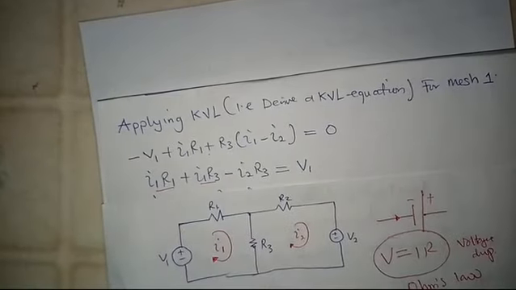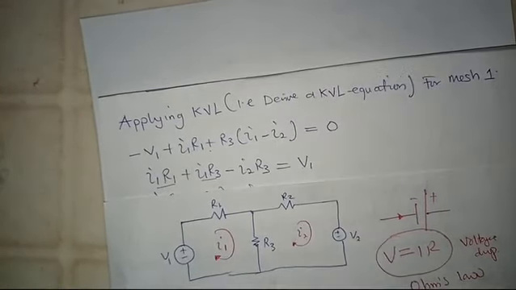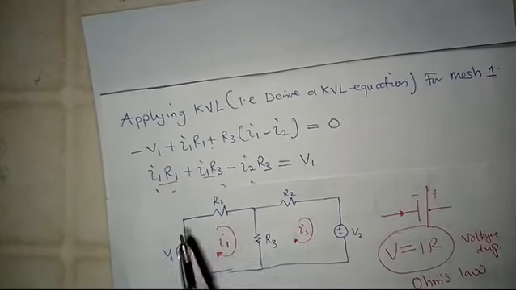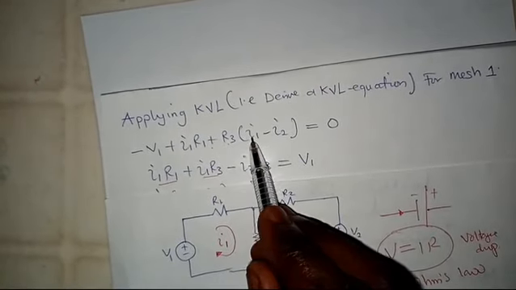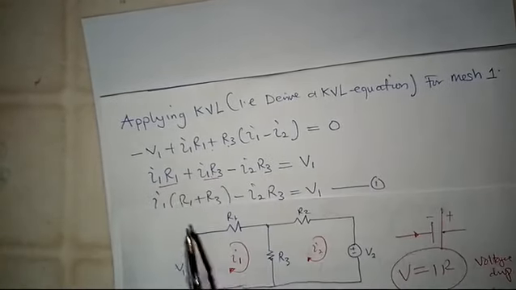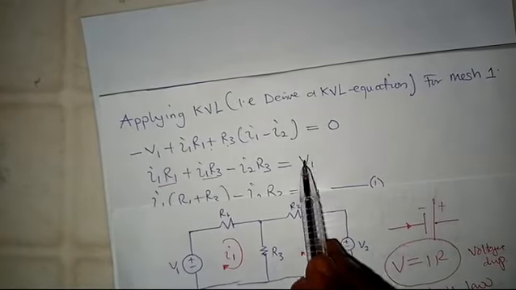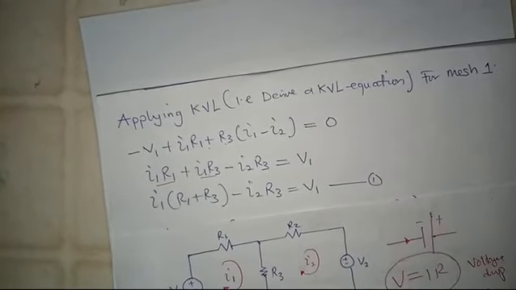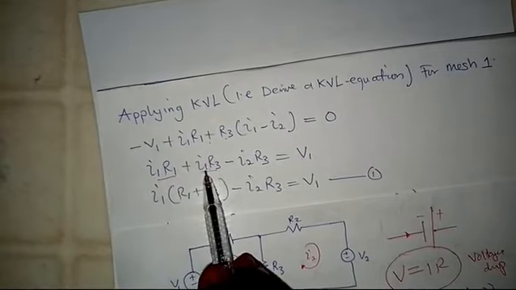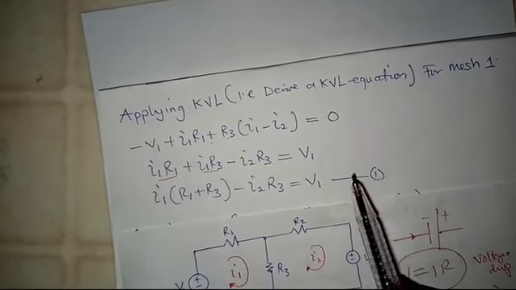Now what you need to do next is to move this V1 to the right hand side and open the bracket here. So this gives us this. Now this moves to this side, negative V1 becomes positive V1. You can see that I1 and I1 is common here. Factor out I1 outside, and you have this. So this equals equation 1.